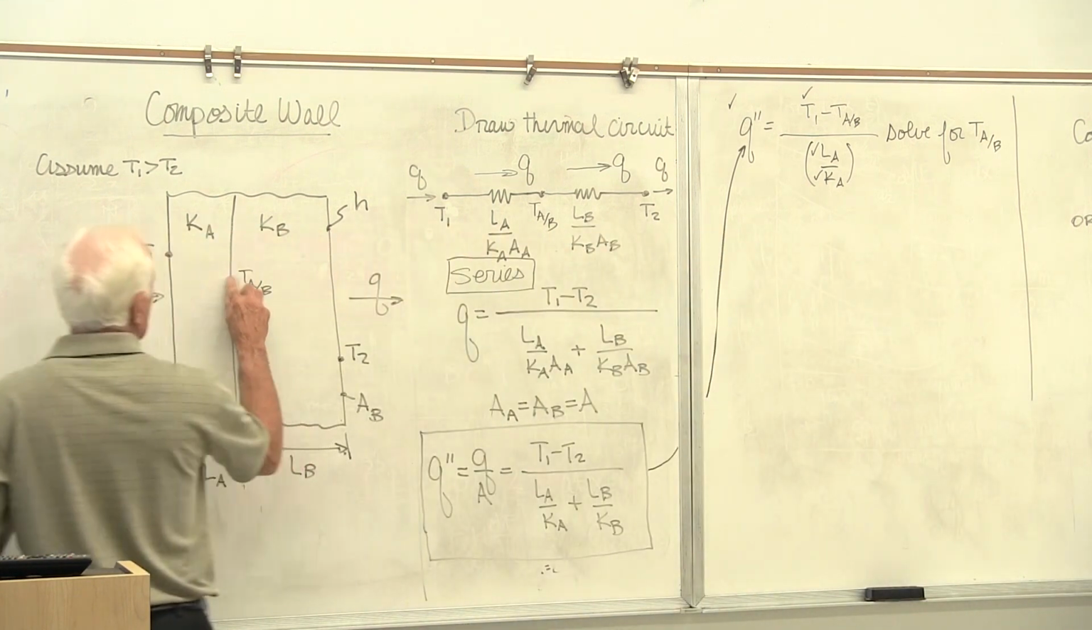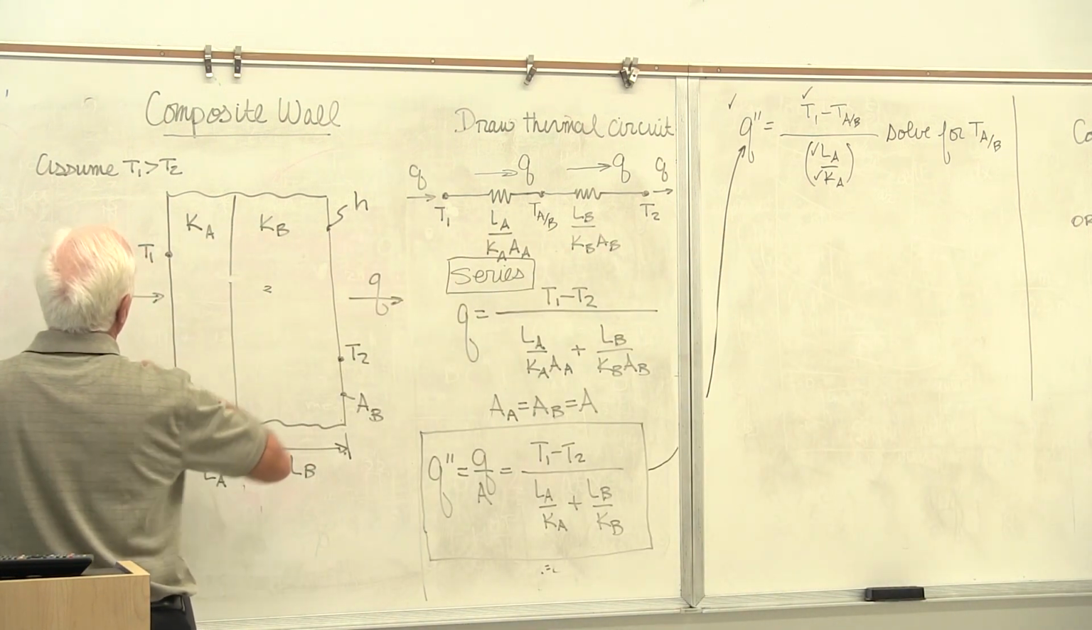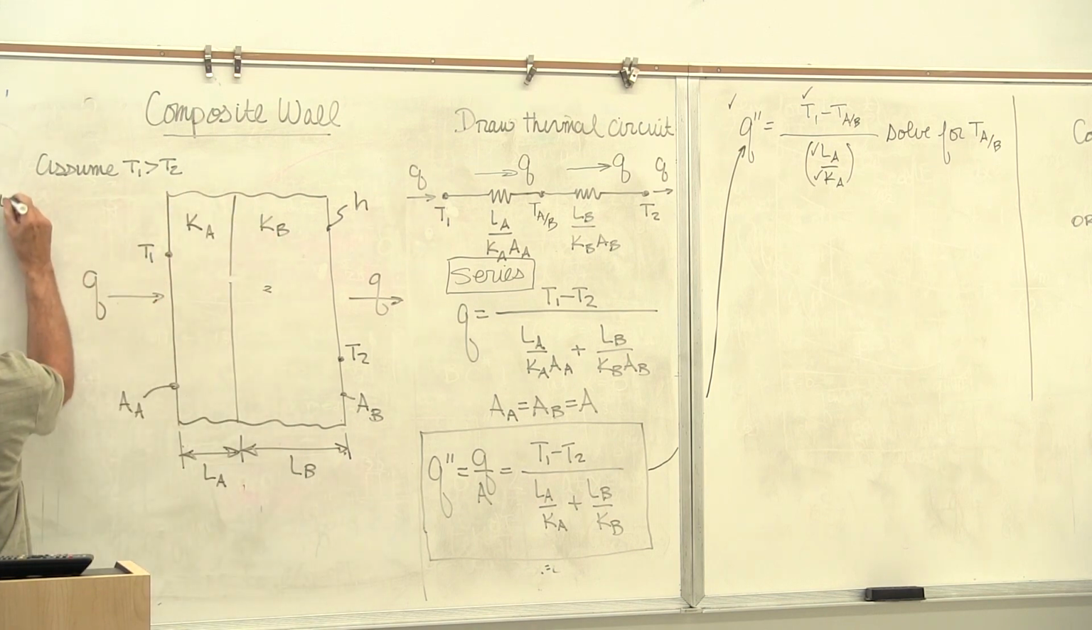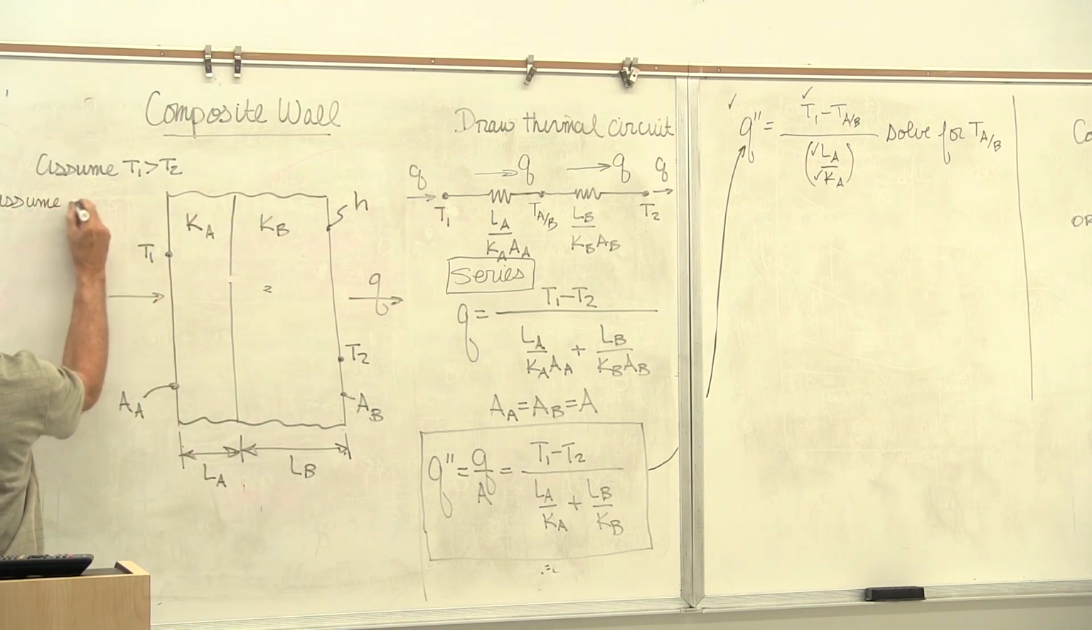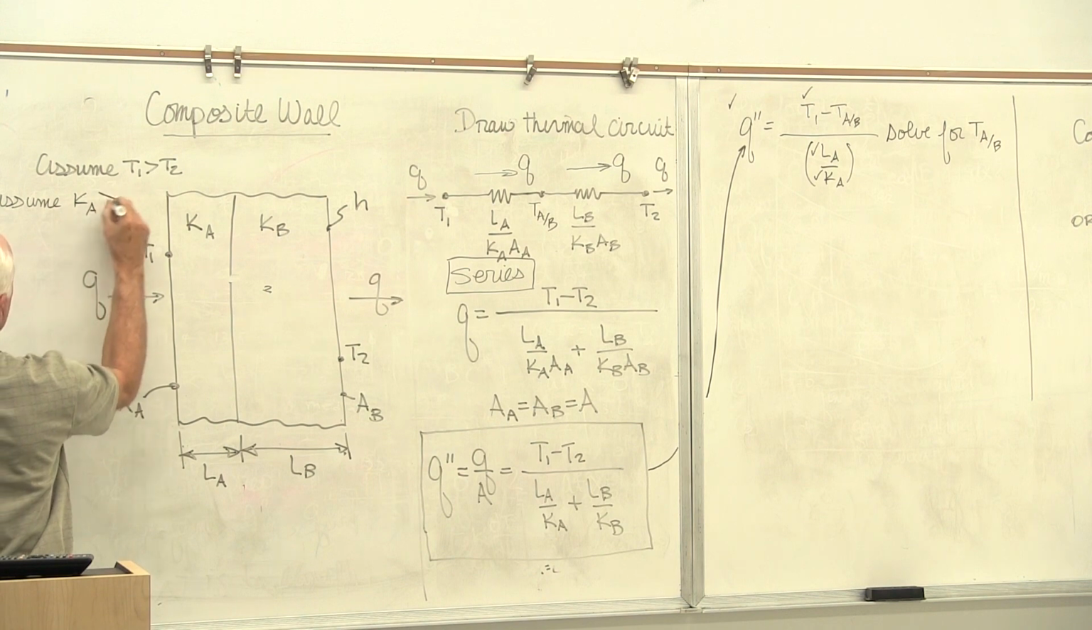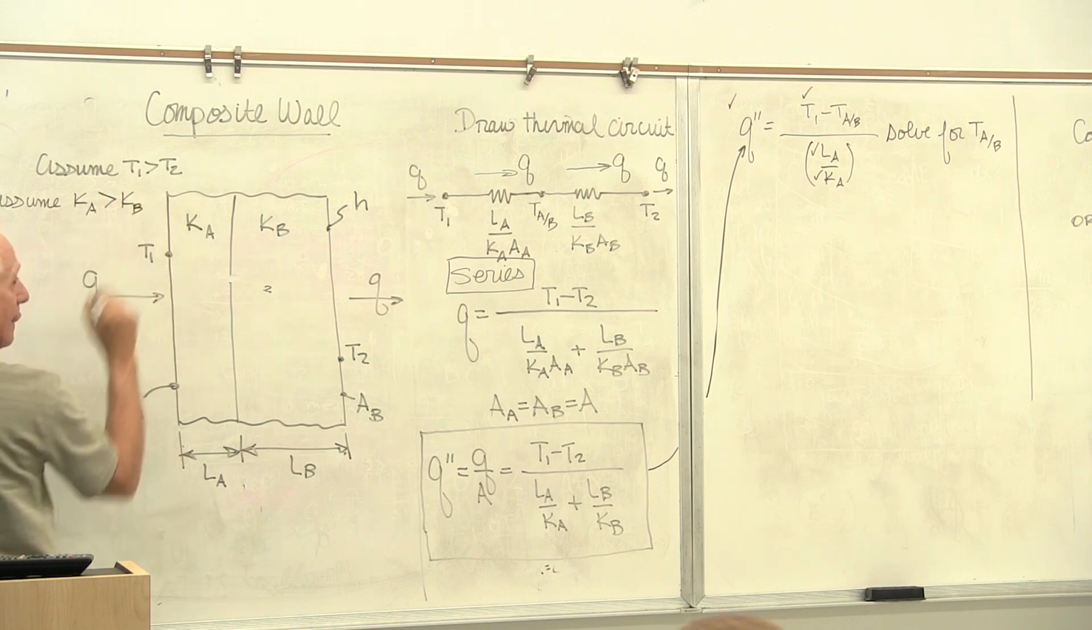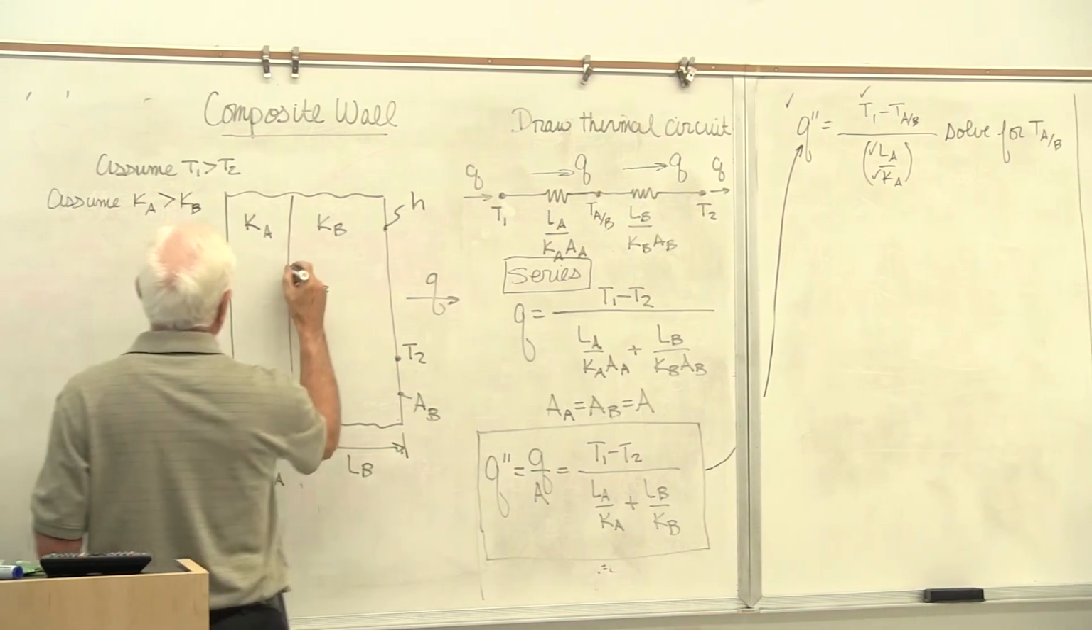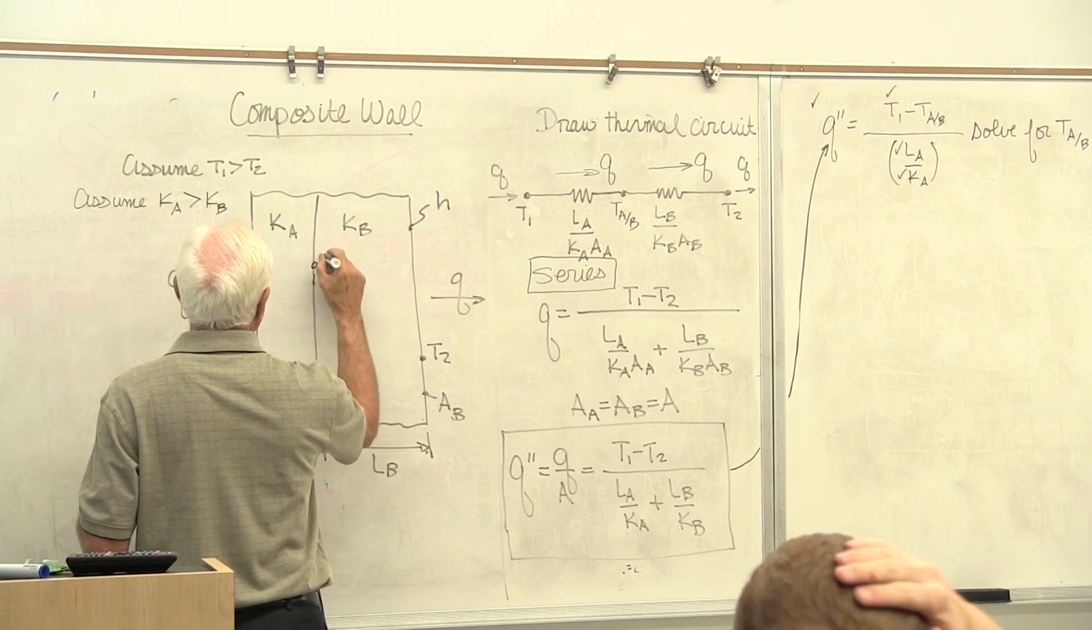I'll just make something up here. If I assume kA is greater than kB, then maybe it'd look like this.